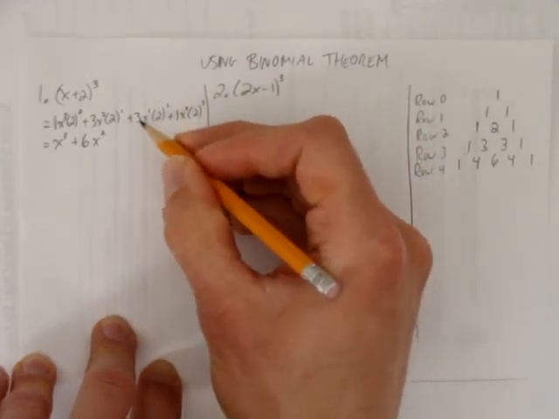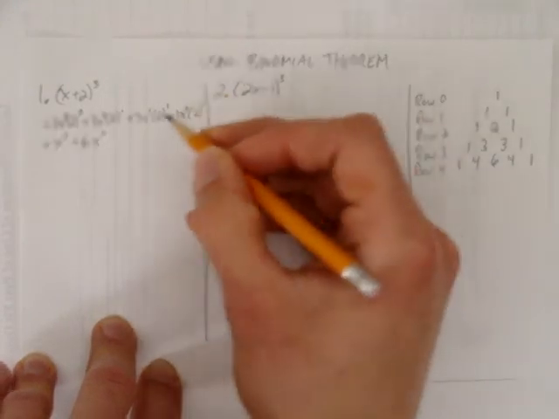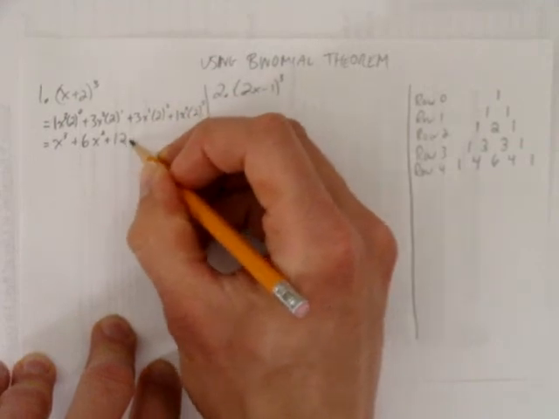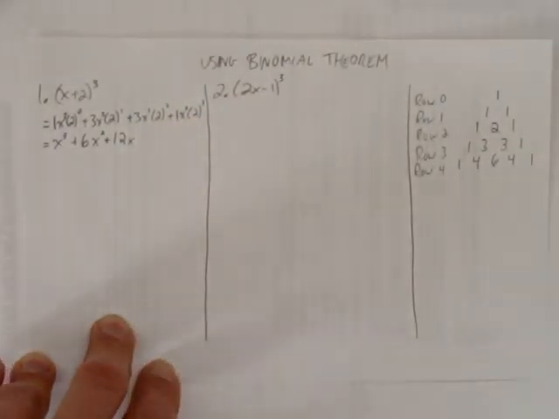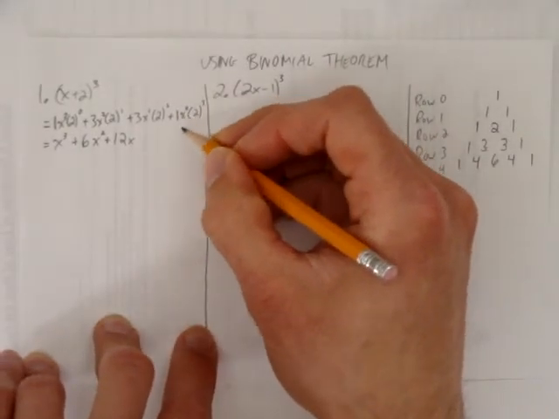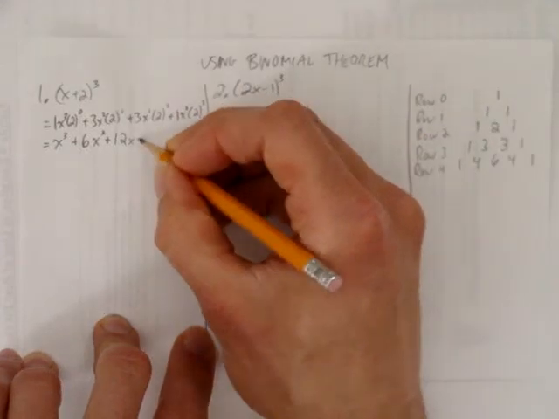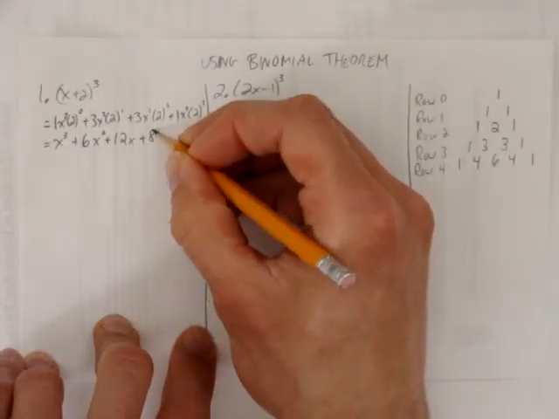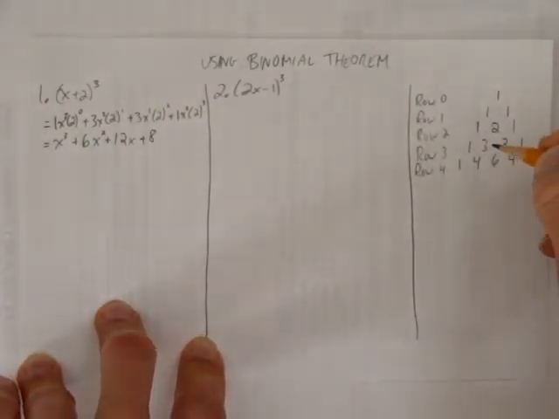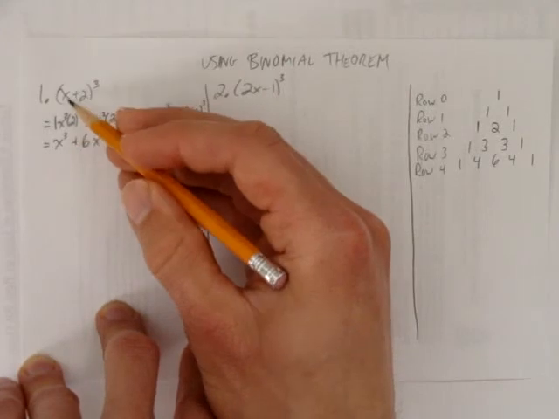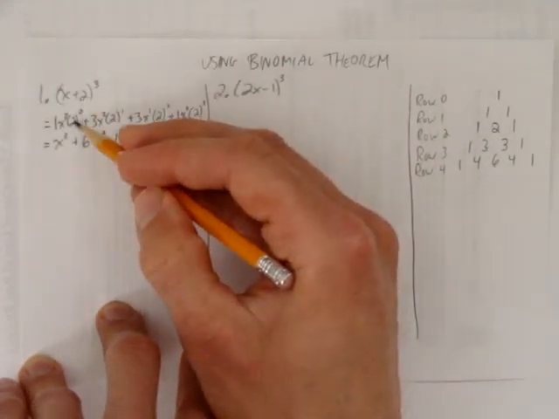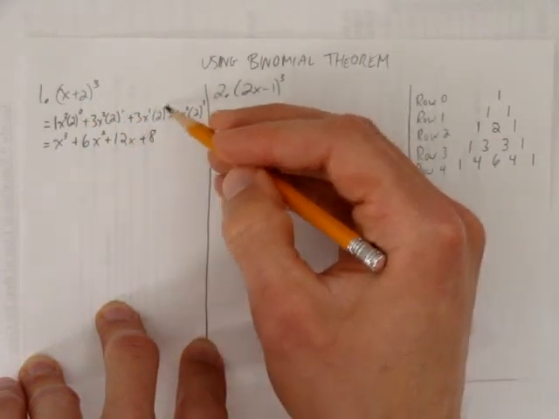For the third term, we have 3 times 2 squared. What's 2 squared? 4. So it's 3 times 4, 12. So we get plus 12x. Don't need the 1 on the x. And for the last term, we just have 1 times x to the power of 0. That's 1 times 1. So what's 1 times 1 times 2 to the power of 3? 8. And very quickly, we've expanded that binomial by using Pascal's triangle and counting the exponents of the first part of the binomial down, and the exponents of the second part of the binomial count upwards.